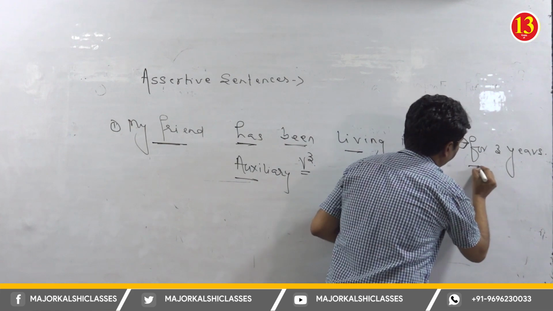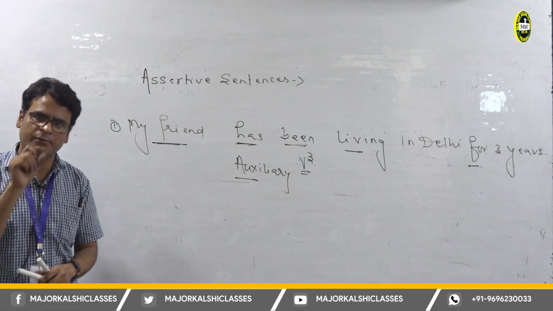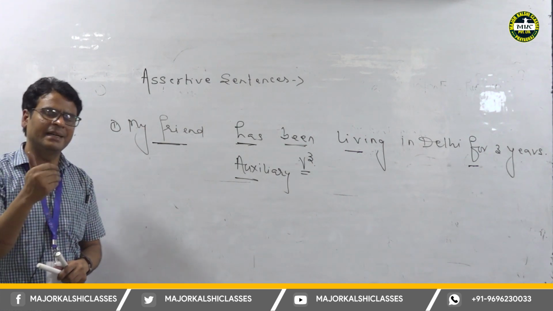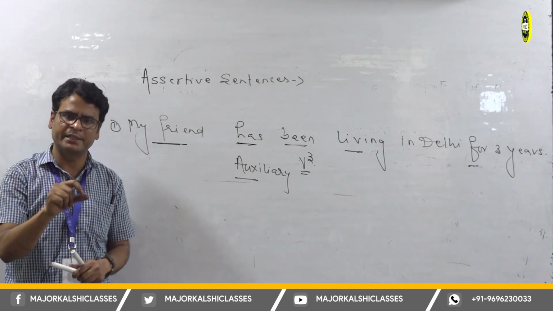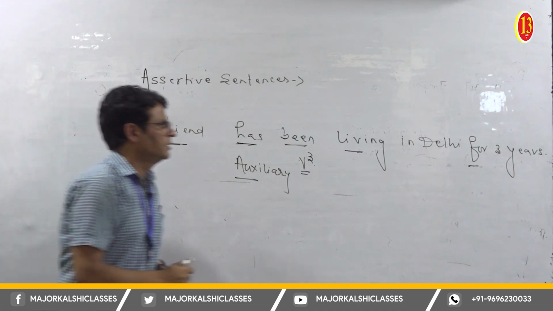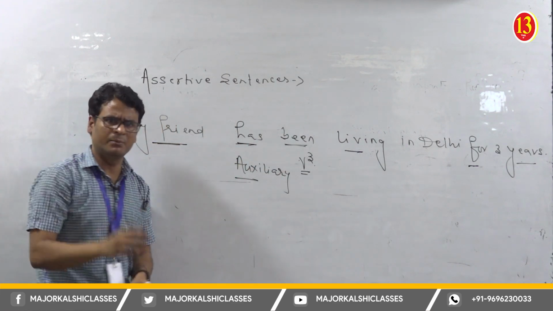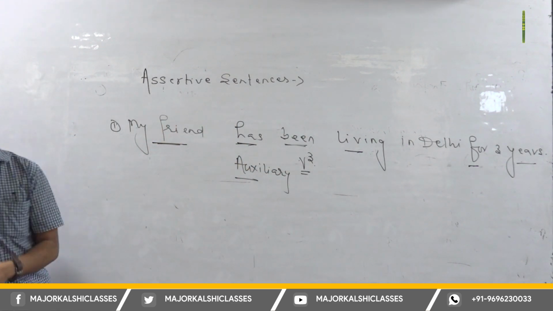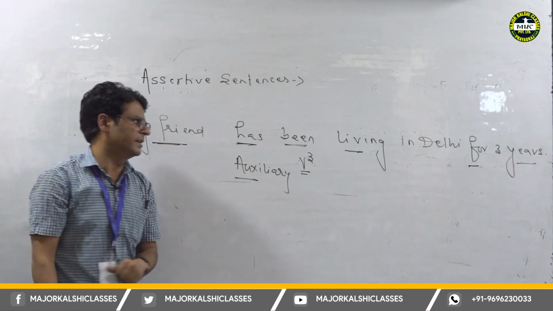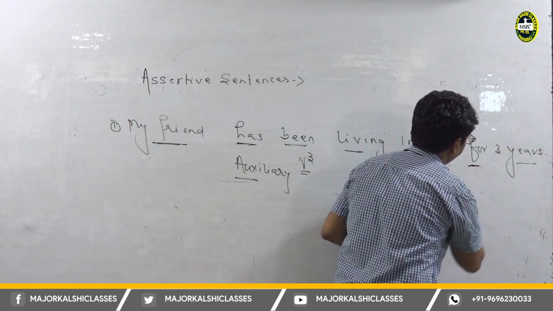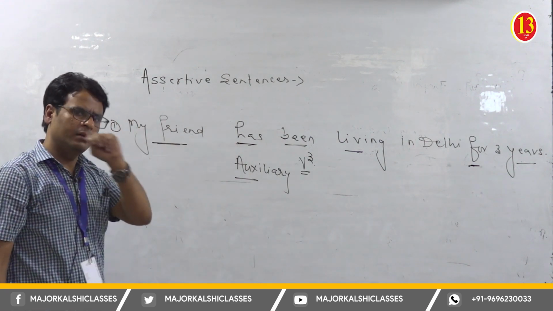For, it is called preposition, because in present perfect continuous tense we have to use preposition since or for. For point of time, the time that is definite, we need preposition since, and for period of time that is not definite, we have to use preposition for. So 3 years, it is not clear from which year I am talking, from 2005, 2006, 2008, it is not clear. So 3 years, this is period of time, and that is indefinite. So I used here preposition for. So the example is, my friend has been living in Delhi for 3 years.